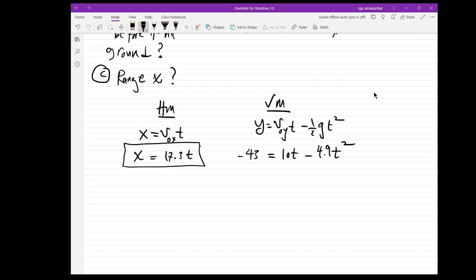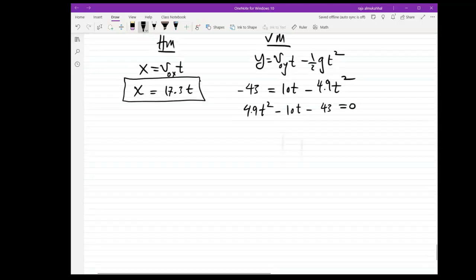So I have this one. As you can see, this is doable. This is a quadratic equation, so I need to solve the quadratic equation. Let me write it in the proper way. So I have here 4.9 T squared minus 10T minus 43 equals 0. Okay, so there we go.